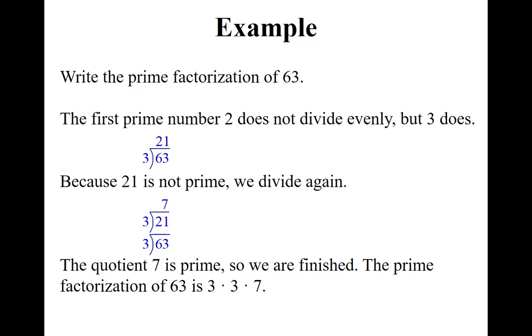But we could easily have done this division in factor tree form as well. 63 is 3 times 21. 21 is 3 times 7. 3 times 3 times 7.